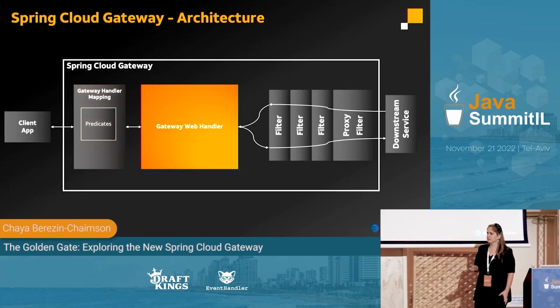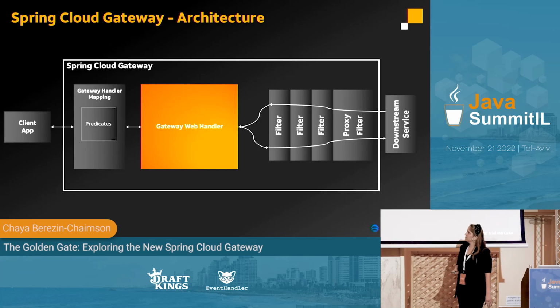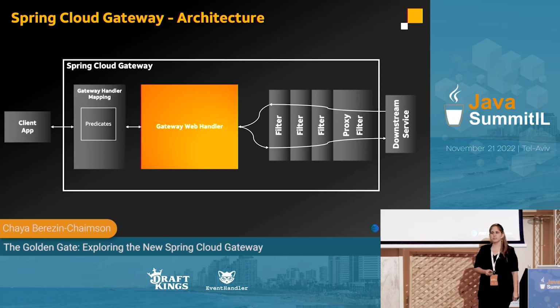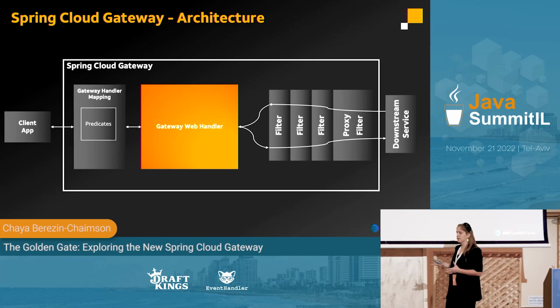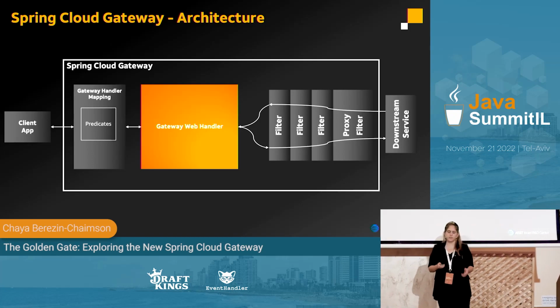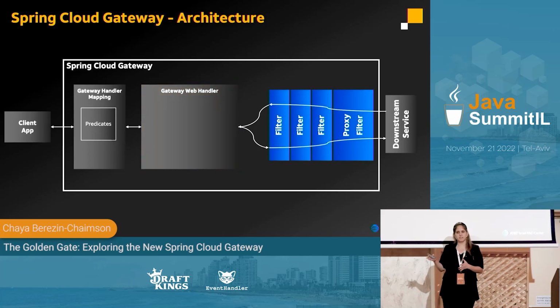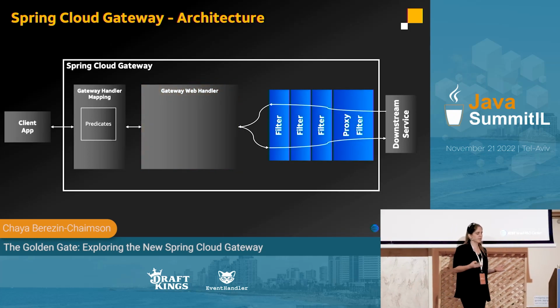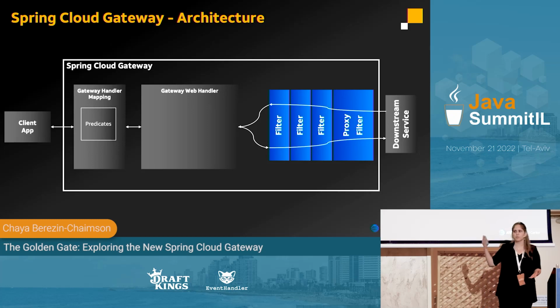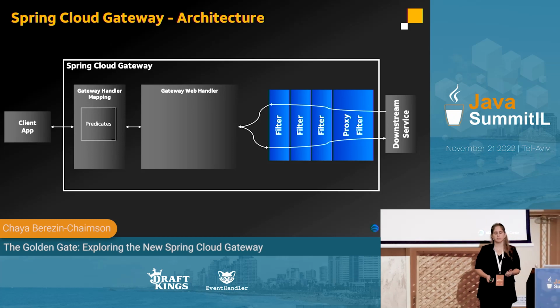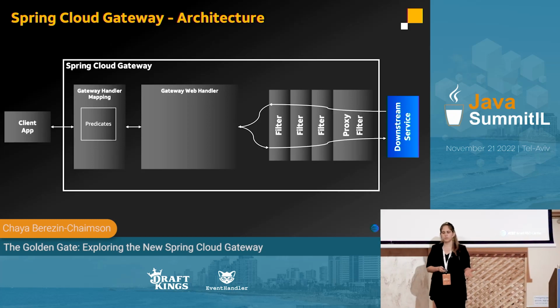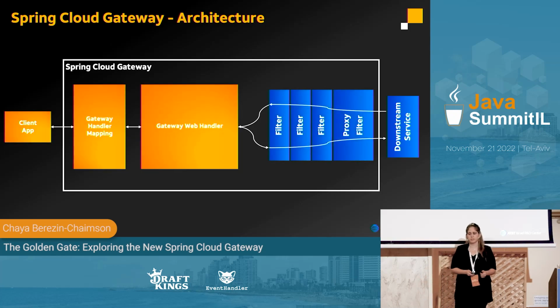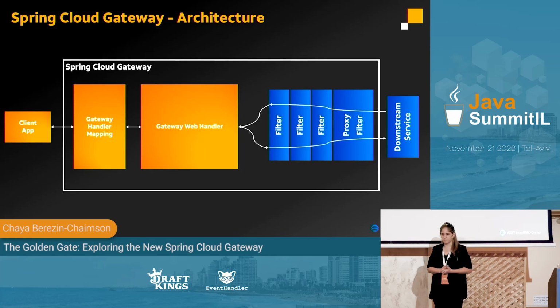Once the route is determined, the second stage is the gateway web handler, and this one builds the filter chain that the request will pass through. And each filter's code is executed until the last filter, the proxy filter. This is the gateway system filter that proxies the request outside of the gateway to the destination URI. And once the destination URI returns a response, it's again processed through the chain of post filters until it returns back to the client application.